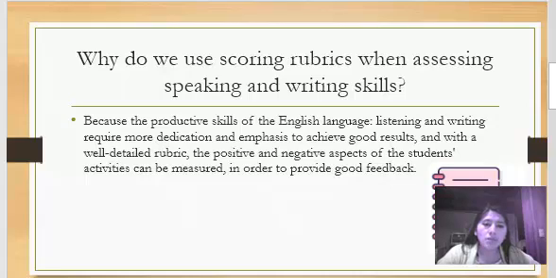In addition, it must be available to students so that they can see what aspects are going to be qualified by the teacher. And in this case, it must focus on developing productive skills, that is, seeking to improve students' ability to communicate both in writing and oral form.